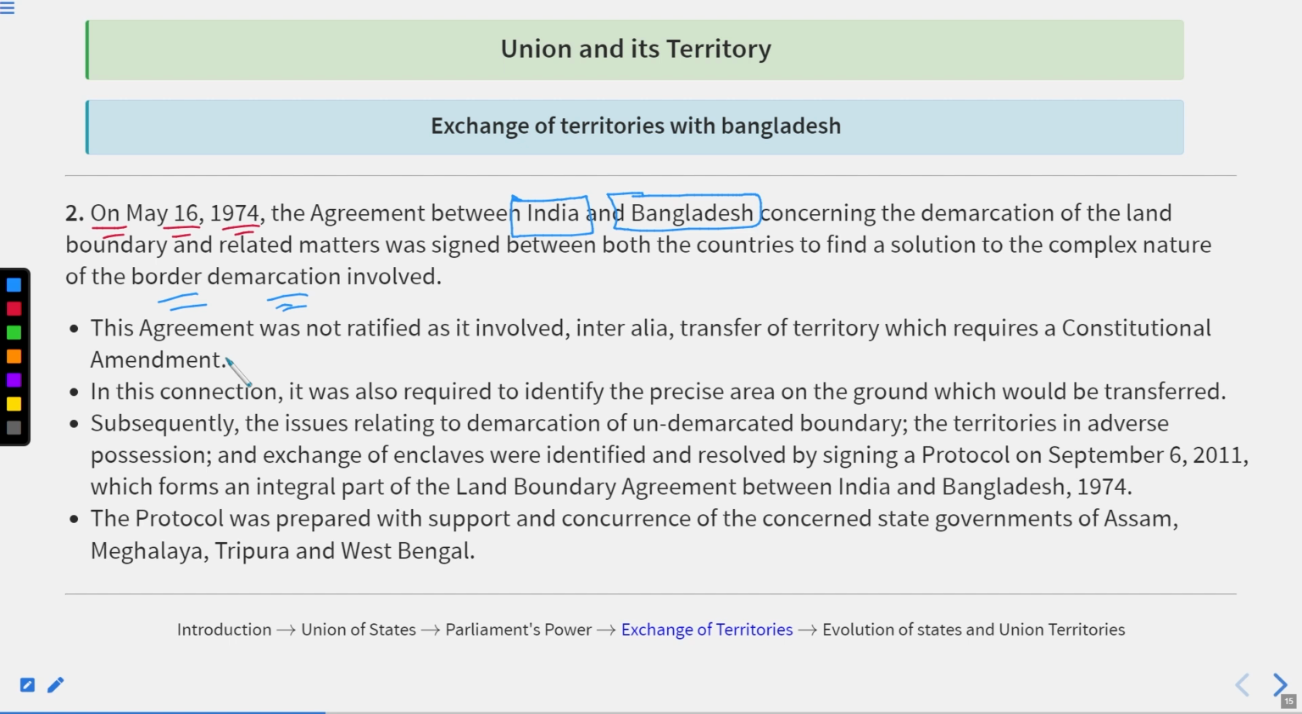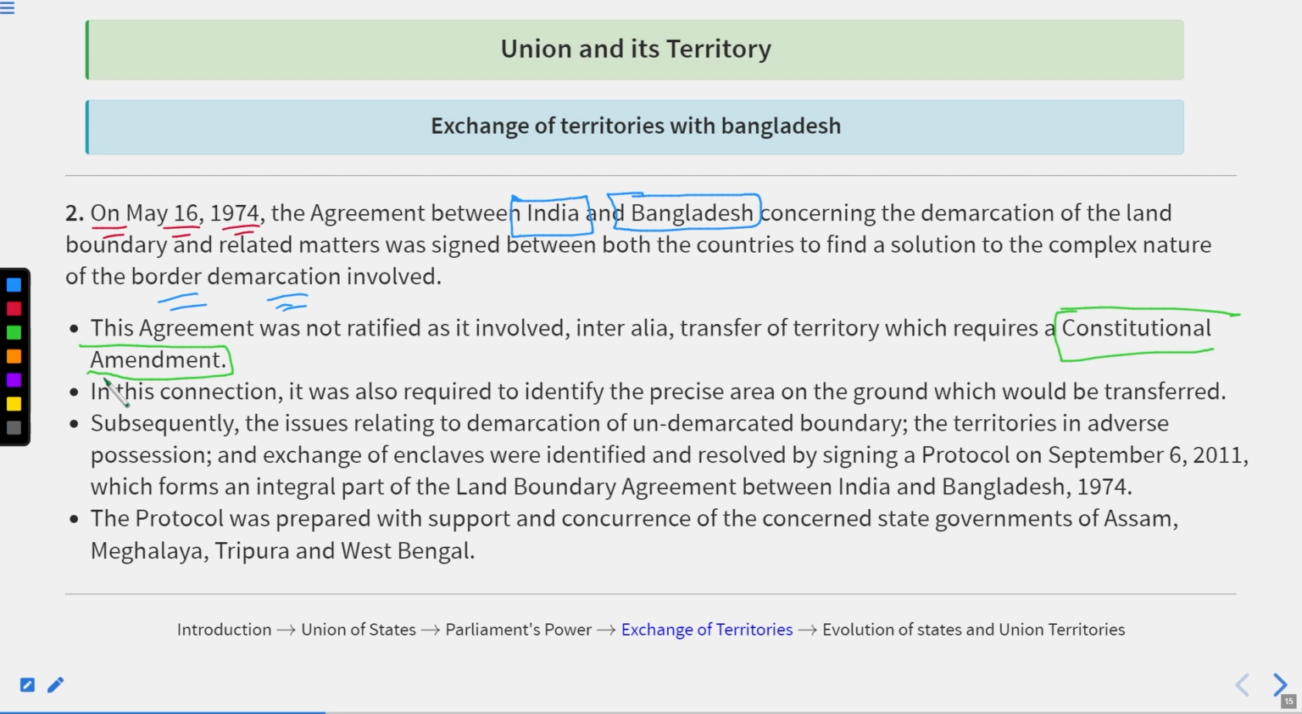So this agreement was not ratified as it involved inter-area transfer of territories, which requires a constitutional amendment. Okay. In this connection, it was also required to identify the precise area on the ground which would be transferred. So the first agreement was not ratified. Why? Because it required a constitutional amendment, because we are going to transfer the area of one country to another country.